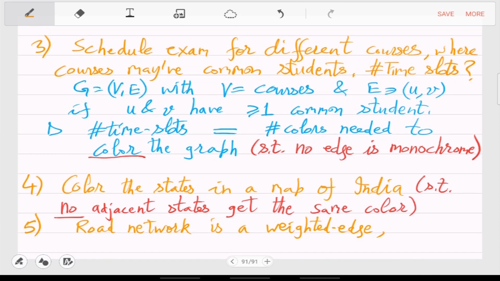It's a weighted edge. Is it directed or undirected? No, generally it is directed. I mean, at some point the path may be single way or it may be closed. Generally it's a directed graph. Some sections may be directed. So a road network is a weighted edge directed graph. It's clear what the vertices and the edges are and what the weights are. It's obvious from the road structure.